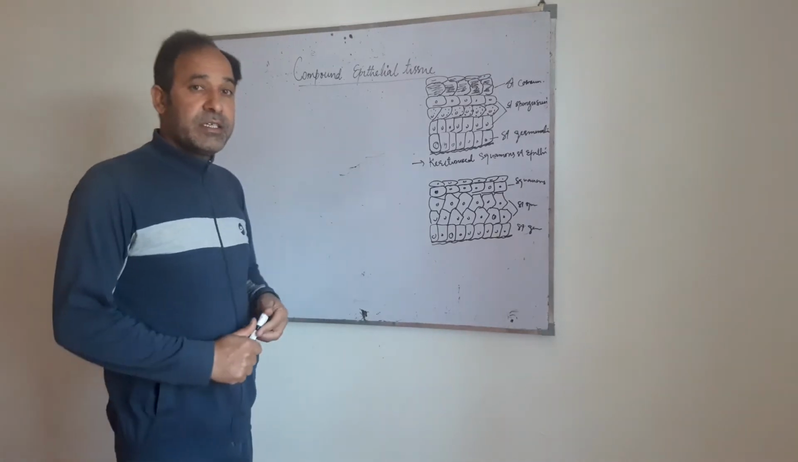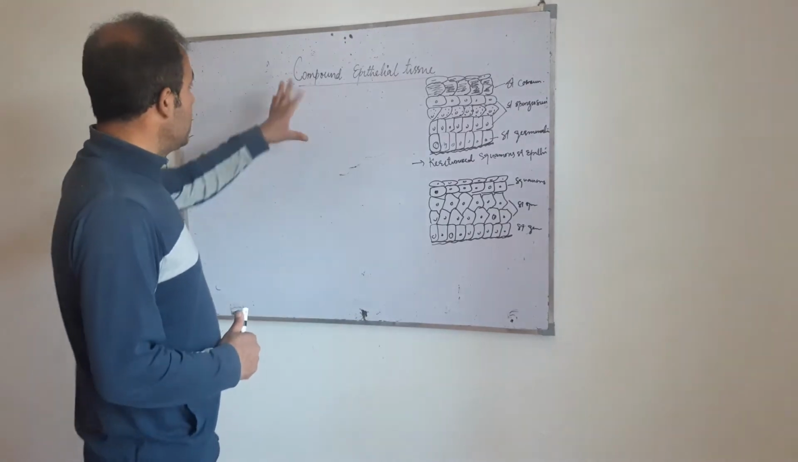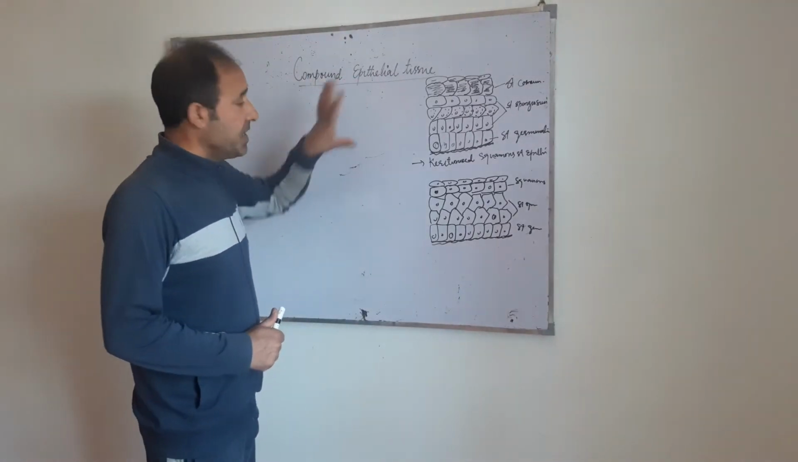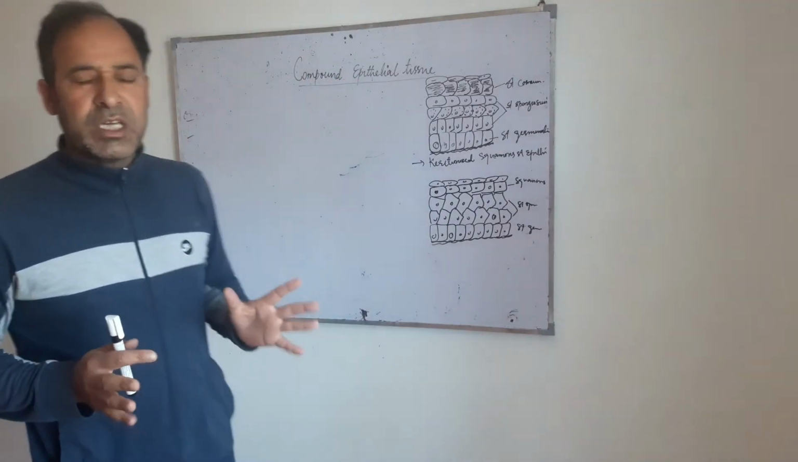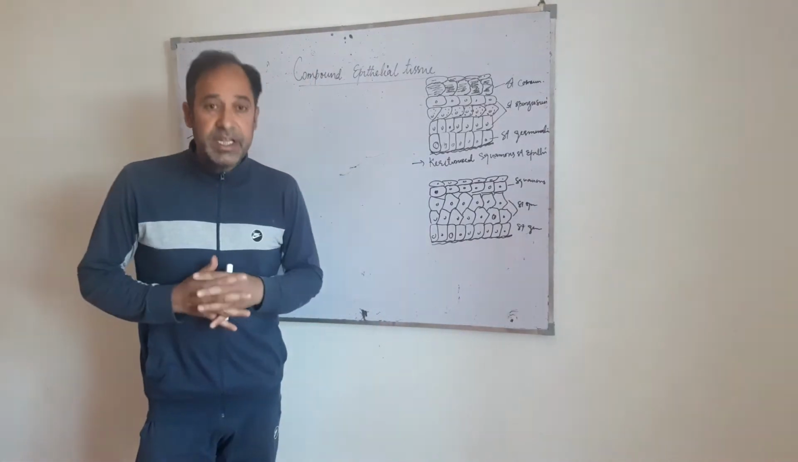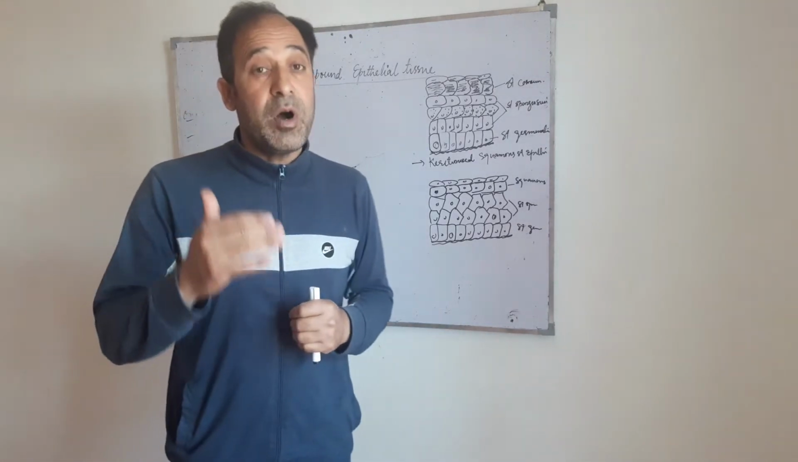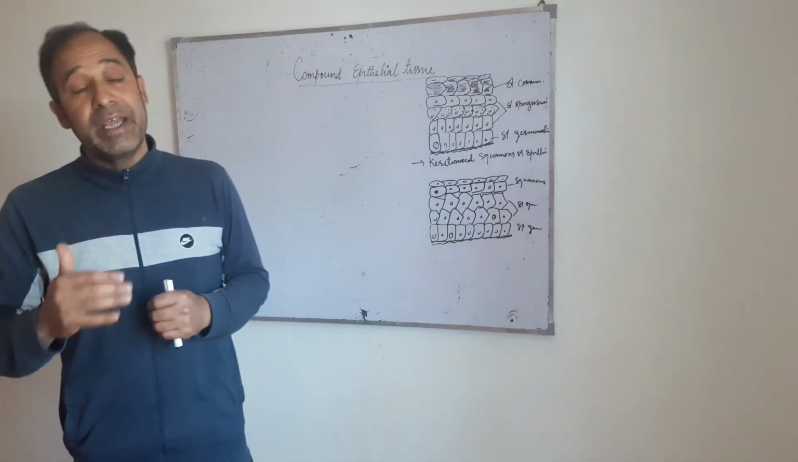In last class we read about simple epithelial tissue. Now our today's topic is compound epithelial tissue. Let's first see. A compound epithelial tissue is that type of tissue which is made up of more than one layer of cells.